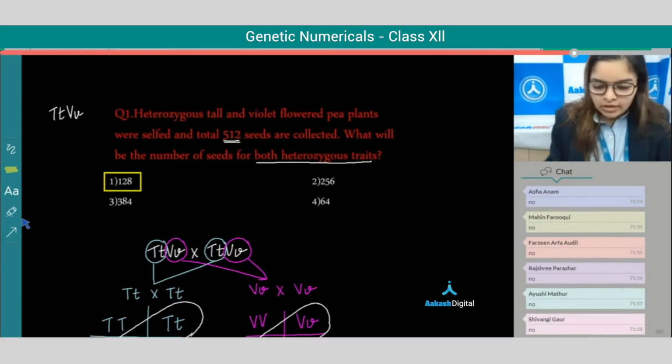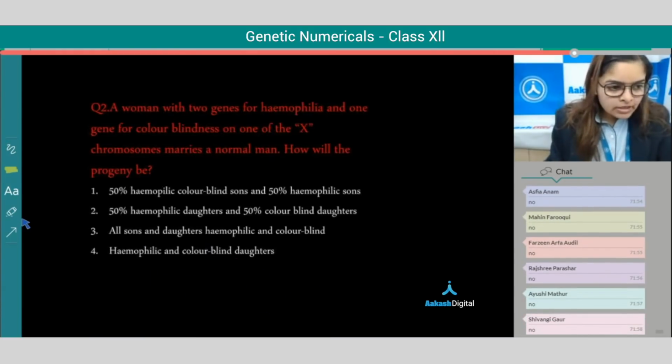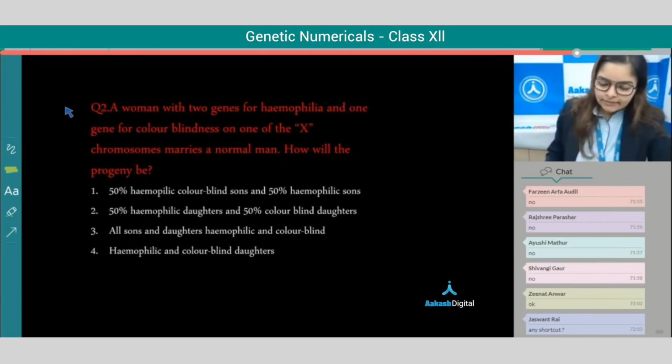Let me move to the next question. Next question for you is, a woman with 2 genes for hemophilia and 1 gene for color blindness on one of the X chromosome marries a normal man. How will the progeny be? So you have 4 options. Tell me, class, which one is right.